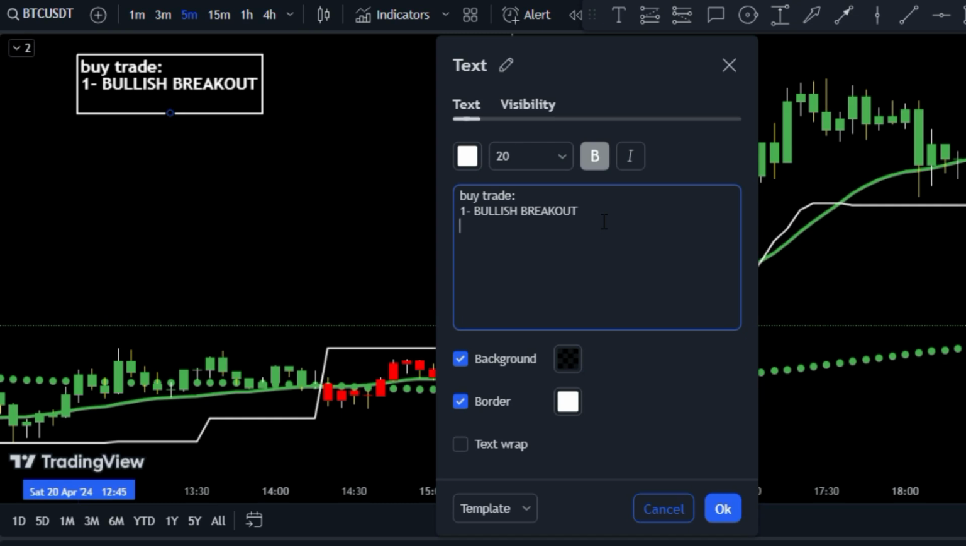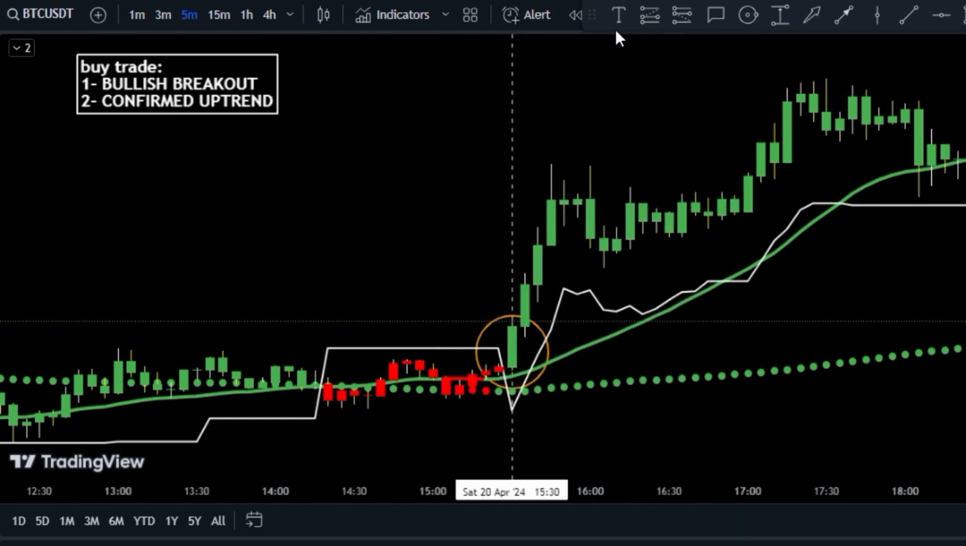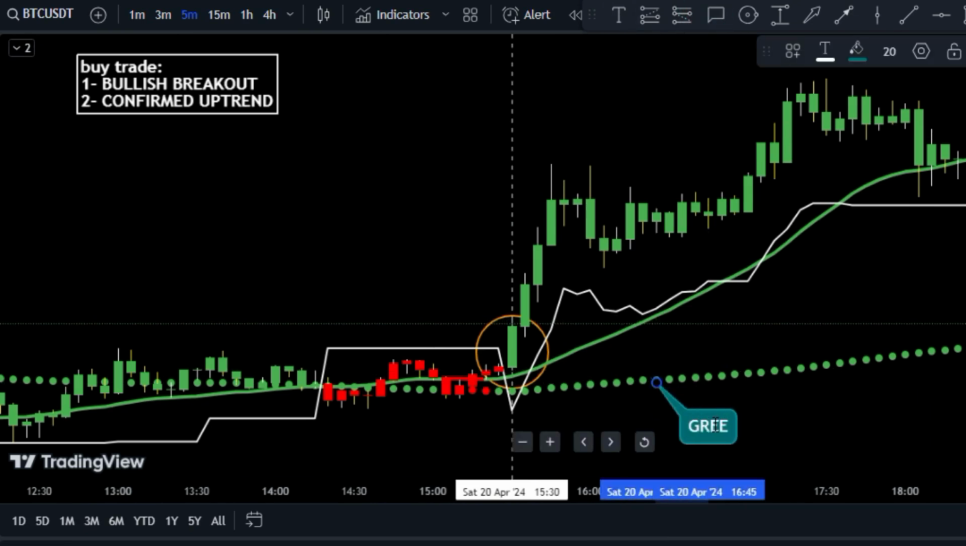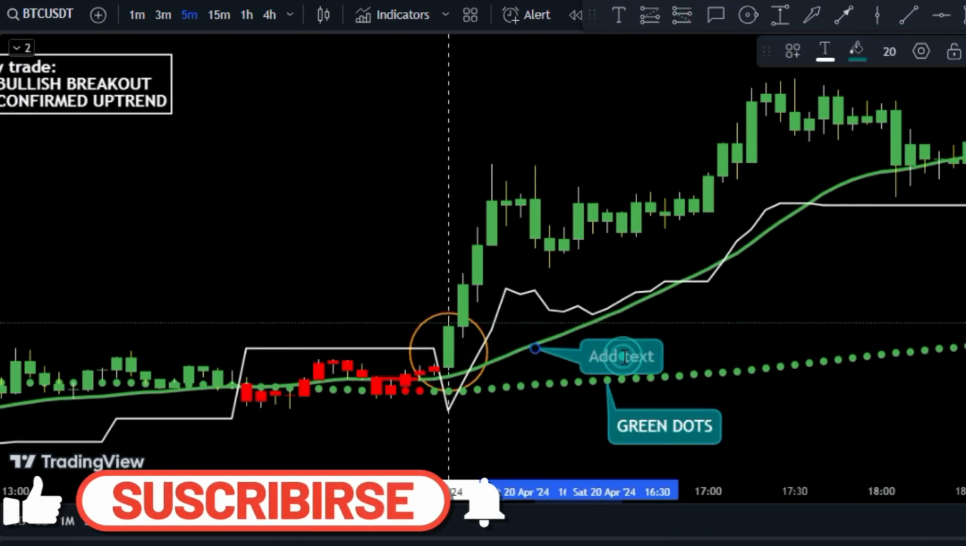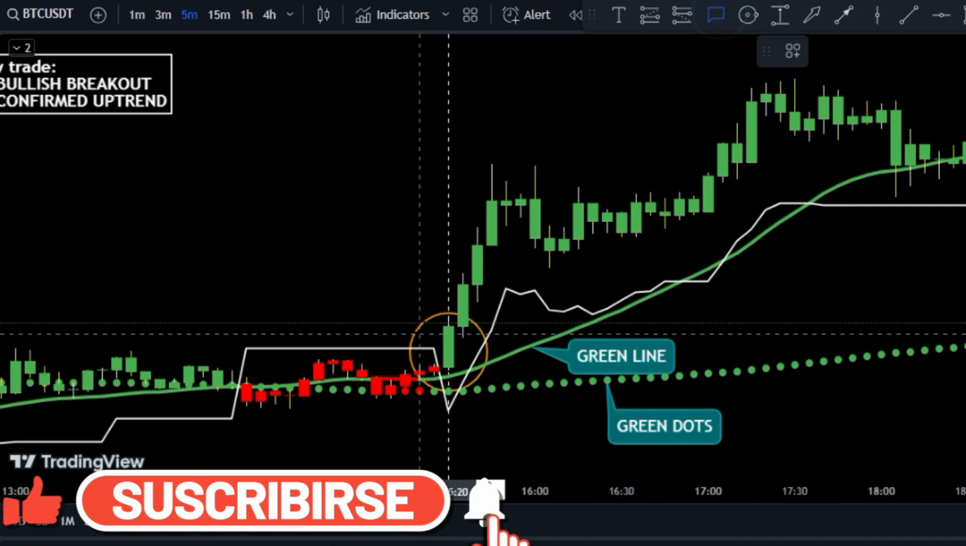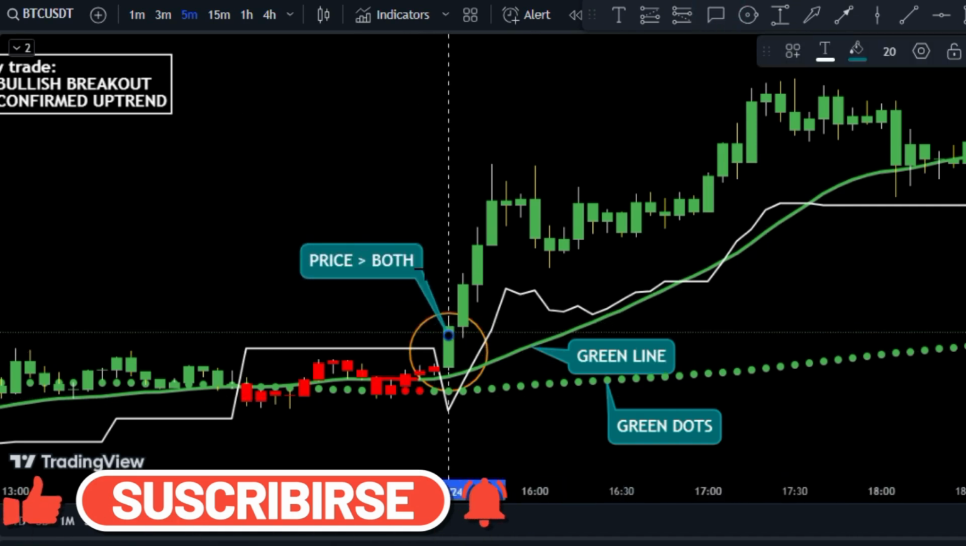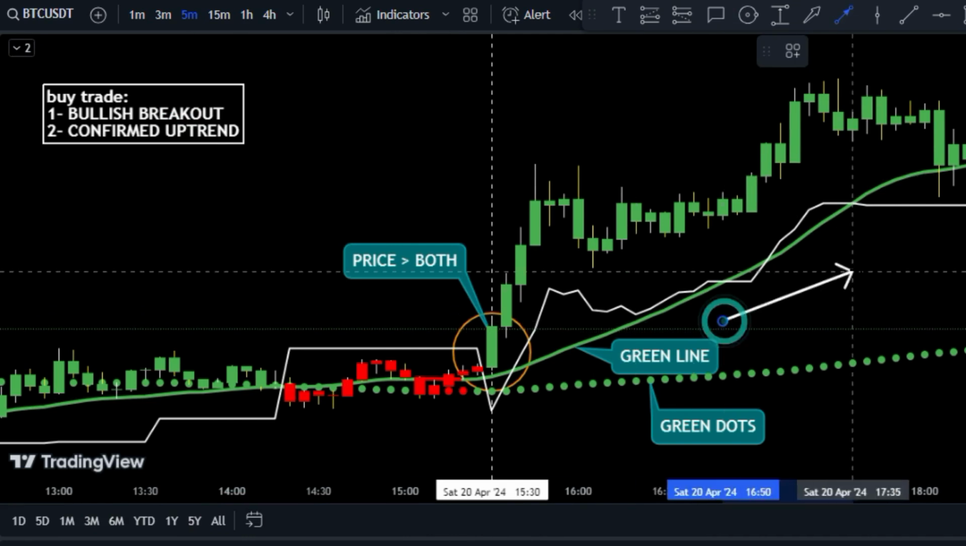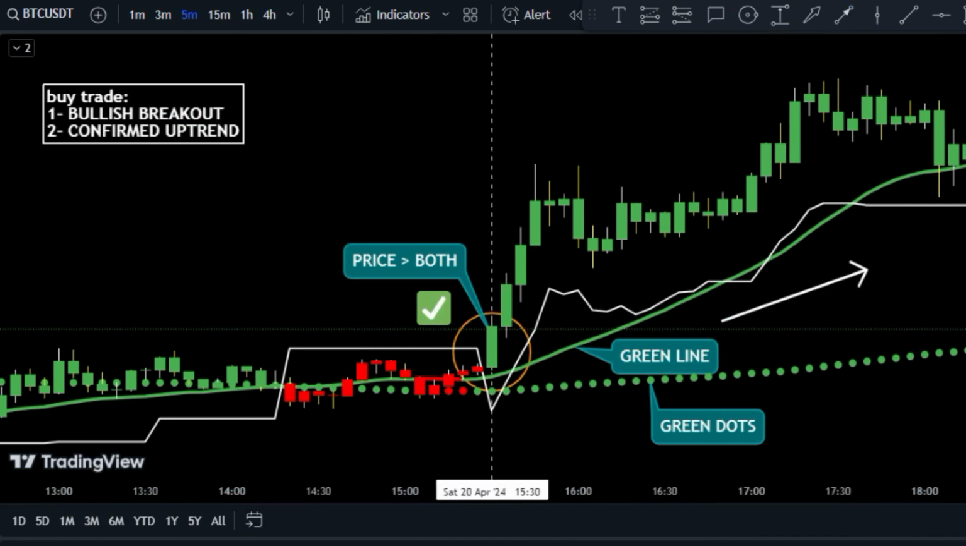Next, you want to make sure the market is actually in an uptrend, right? For that, check if the MA line and dots are green and that the price candle is above both of them. That's your confirmation that the trend is strong. So if you've got both of these conditions in the bag, it's time to pull the trigger and open the buy trade.